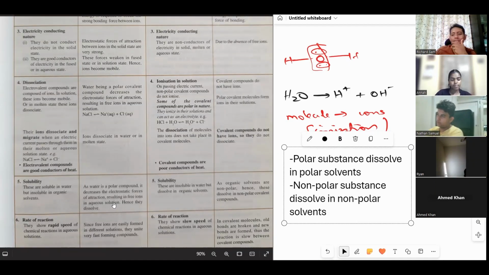Polar substances can only be dissolved in polar solvents, and non-polar substances can only be dissolved in non-polar solvents. So they can't interchange. Polar will not dissolve in non-polar, and non-polar substances will not dissolve in polar solvents. So water is what? Polar or non-polar? Water is polar.